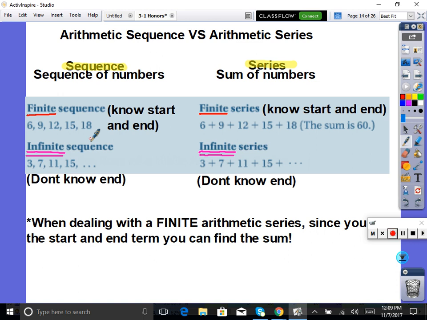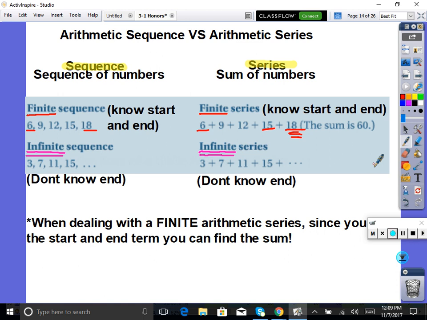And so this is a finite sequence. Finite means you know the start and end. So this would be a finite series. You know the start and end. All right, now infinite sequence, it's a sequence because it has commas. It's infinite because the dots mean it continues on forever. So we're going to have this continuing on forever. Here's an infinite series. So look, it's 3 plus 7 plus 11 plus 15 plus, we're going to be adding forever.